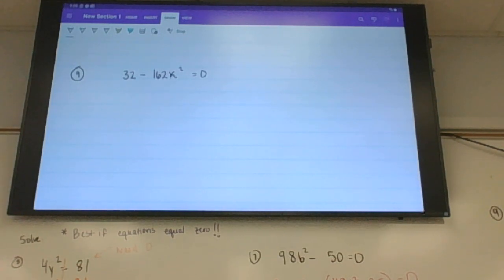Does 162 divide by 4? Does it divide by 8? Does it divide by 16? Does it divide by 32? Does 162 divide by 32? No. Then it's only prime, two. They're both even, so we can definitely take a 2 out. Remember that. When they're both even, you can definitely take 2.